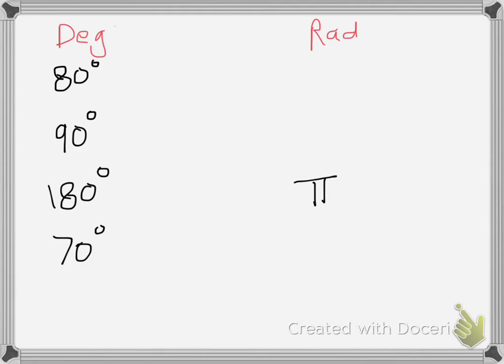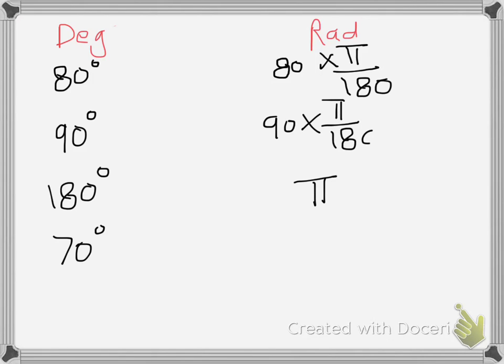So if I have 80 degrees, for example, to convert it to radians, because I want pi, I'm going to multiply by pi and divide by 180, because I need pi in radians. If I have 90, I would do the same: 90 times pi, divided by 180. 70, I would have 70 times pi over 180, as pi is the equivalent of 180 in radians. So you're basically multiplying the angle by 1, because pi divided by 180 is the same thing.